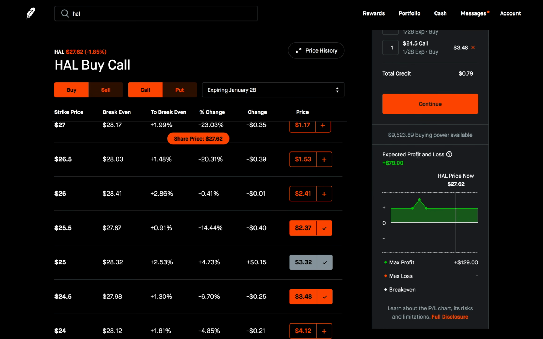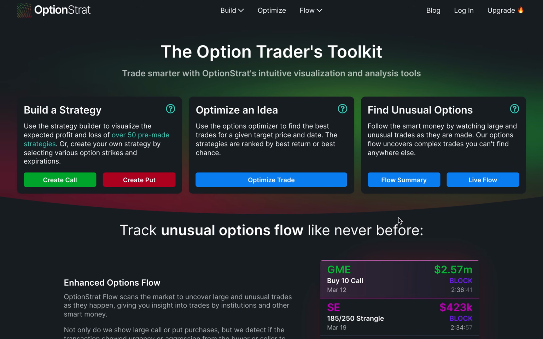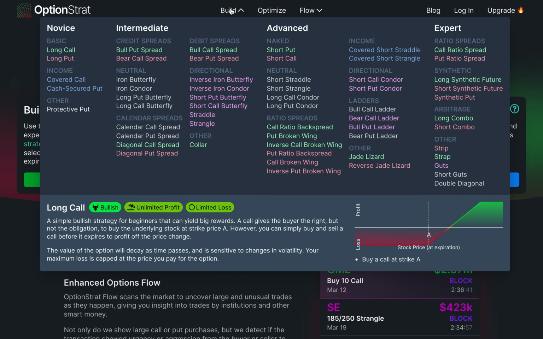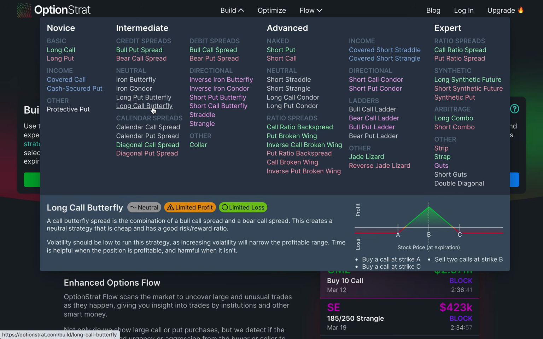If I scroll down and take a look at the max loss part here, as you can see, it's blank. It's telling us that there is no risk here. And Robinhood's not the only place that's going to tell me this. If I go, for example, to OptionStrat, and I go to build, and I go to long call butterfly spread here, right here, long call butterfly.